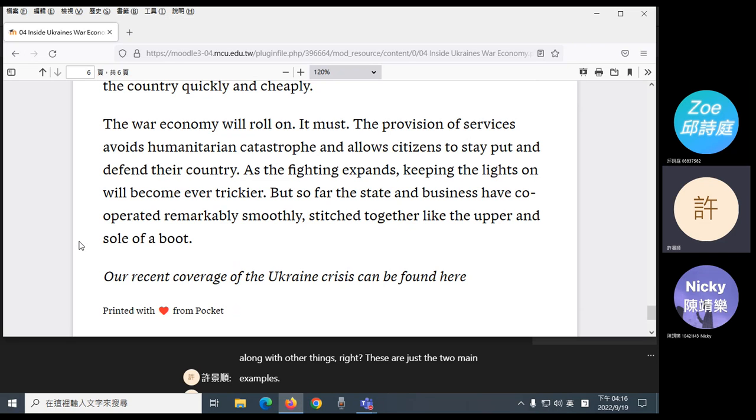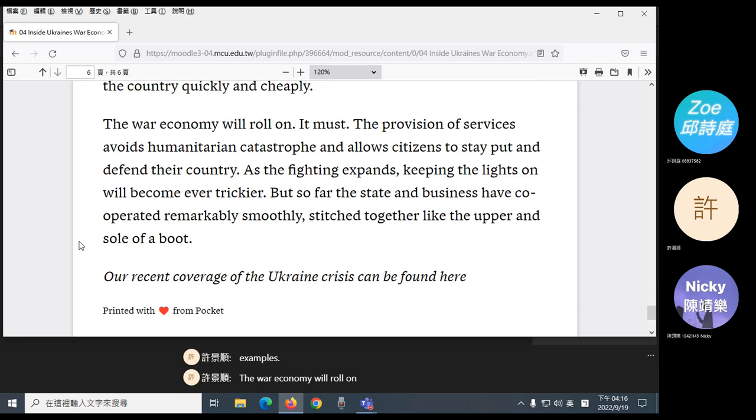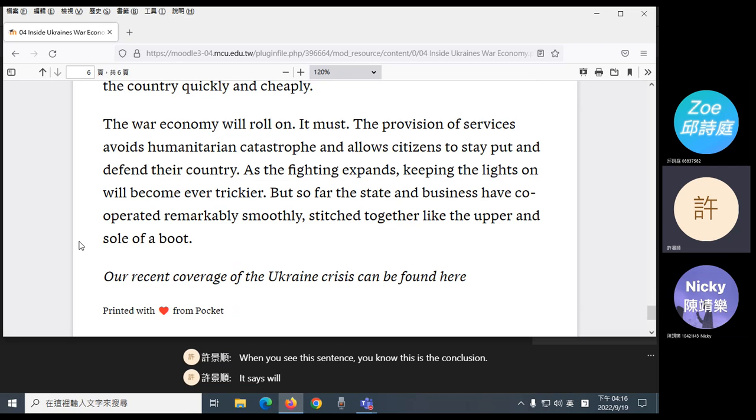The war economy will roll on. When you see this sentence, you know this is the conclusion. It says will. It's going into the future. So we're nearing the end of the article. It is now showing the reader what will happen in the future. Will roll on. Here, of course, it means that it will keep going.